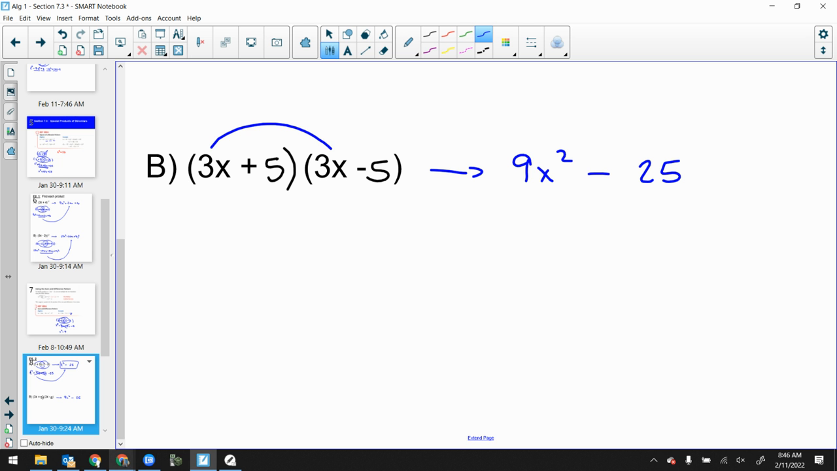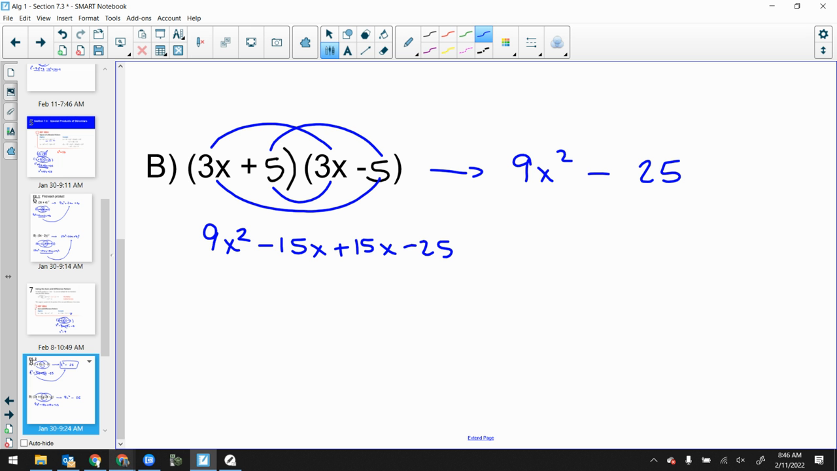Let's FOIL that just to make sure. 3x times 3x is 9x squared. 3x times negative 5 is a minus 15x. 5 times 3x is a positive 15x. 5 times negative 5 is negative 25. And then it does cancel.